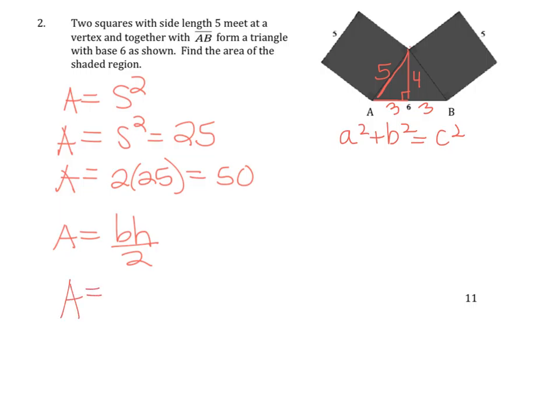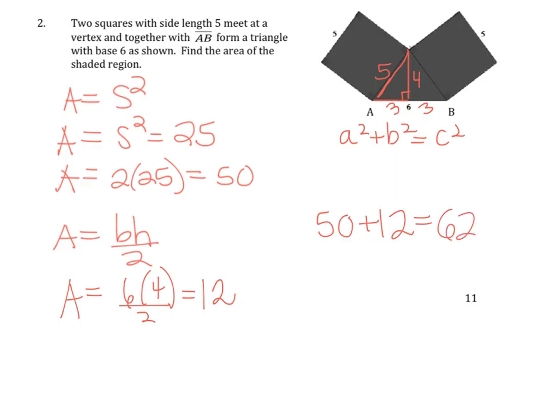So the area of the triangle is equal to the base of 6 times the height of 4 divided in half. So 24 divided in half is equal to 12. So 50 plus 12 is equal to 62 is the area of the shaded region.